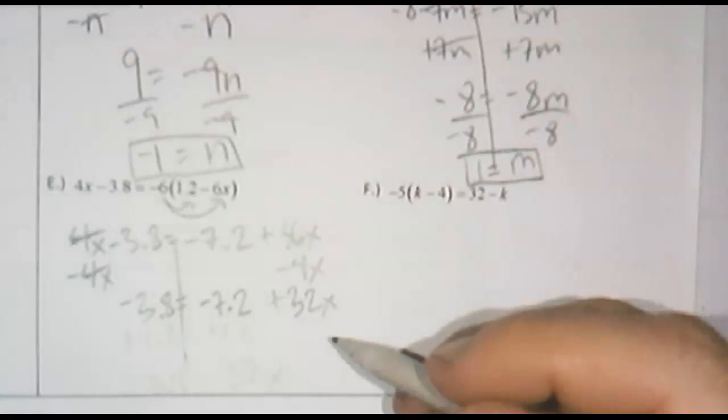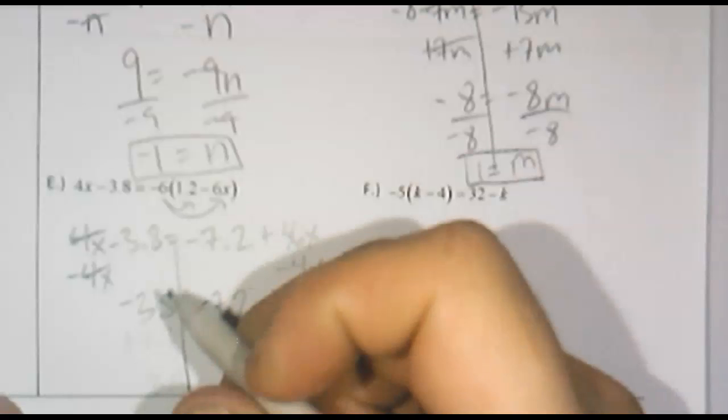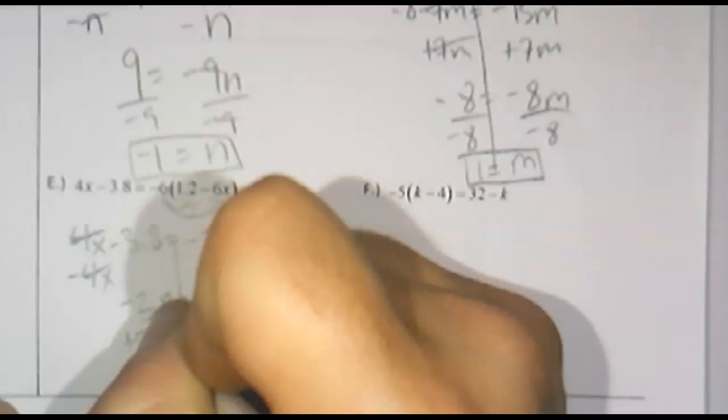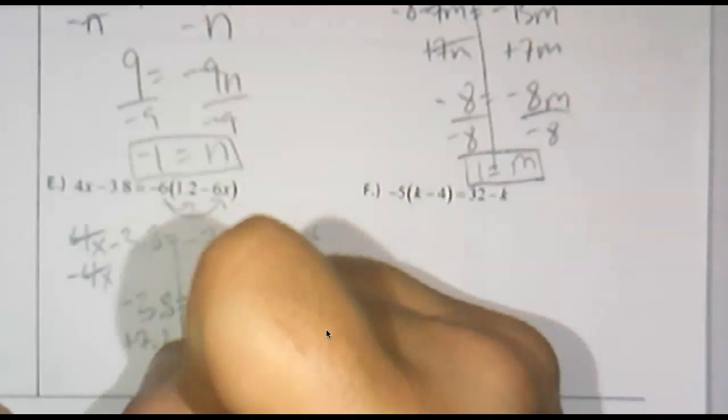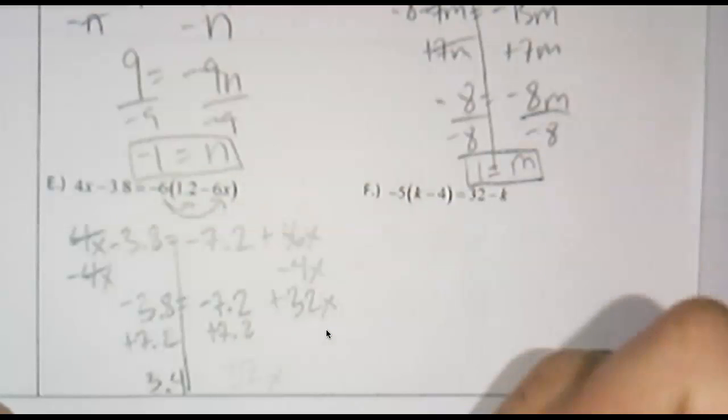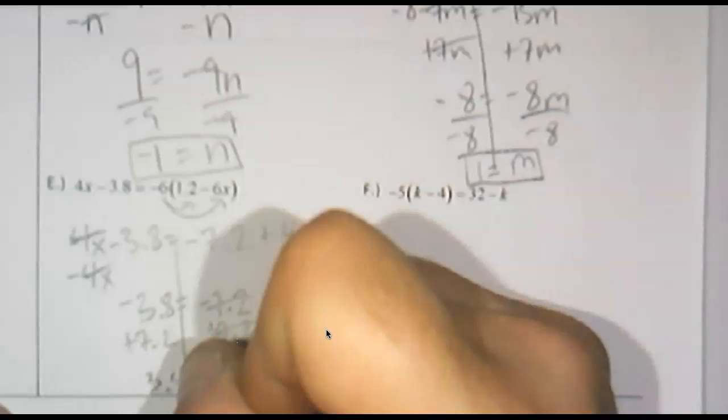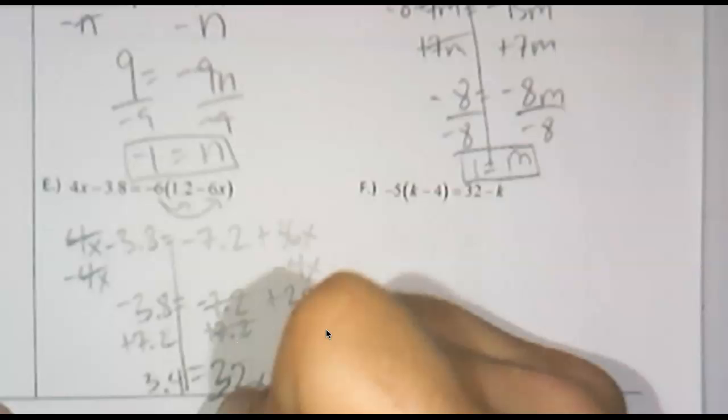Okay, so from here, I'm going to add 7.2 on the A of DCMAM. I'm on A, plus 7.2. That'll give me 3.4. So cancel. Bring down the 32x, and my last step is just to divide by 32.